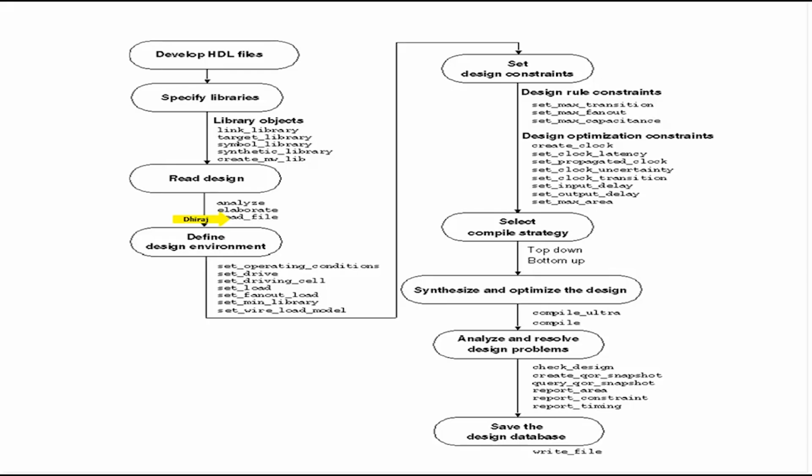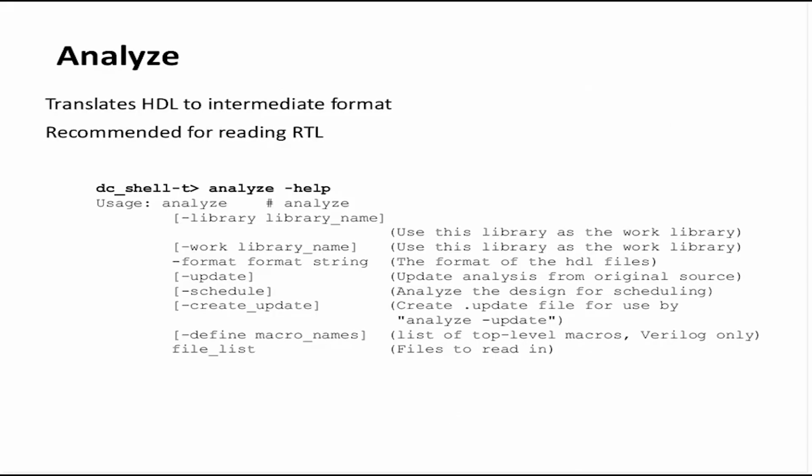Now let's look at, assuming you have RTL files ready with you, what you could do with them. The first important command is analyze. It translates HDL into an intermediate format. Let's not worry about what that intermediate format is. It's something internal to Design Compiler. This command is recommended for reading RTL. This is very important. When you want to read RTL, when you want to read Verilog, this is the command you should use first up.